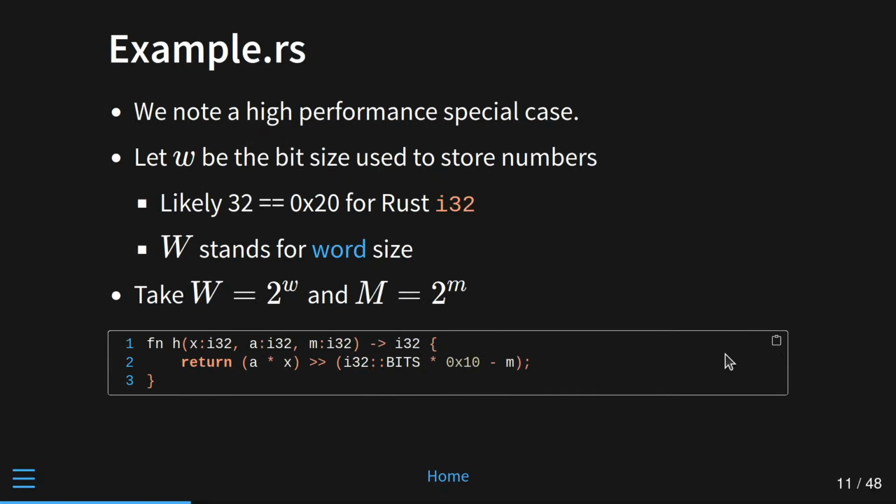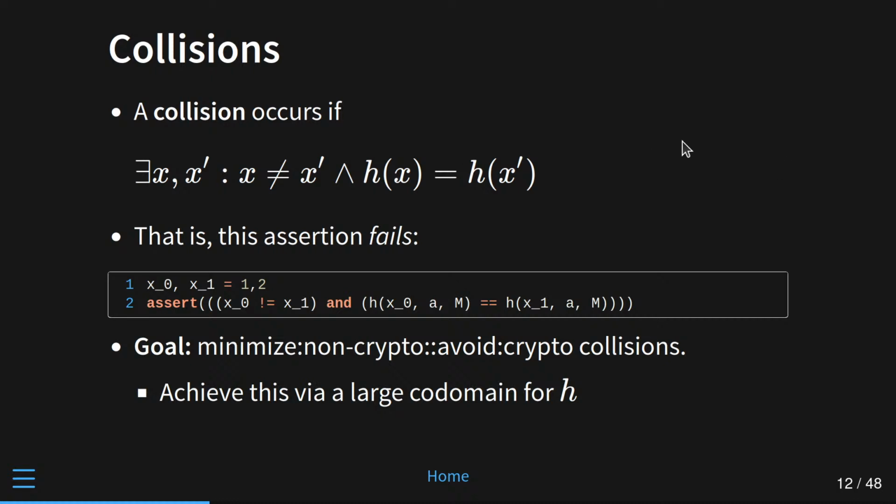Okay. So this is an accelerated high-performance hash. This is not a secure hash. This is an accelerated high-performance hash. Okay. The thing we want to look out for is collisions.